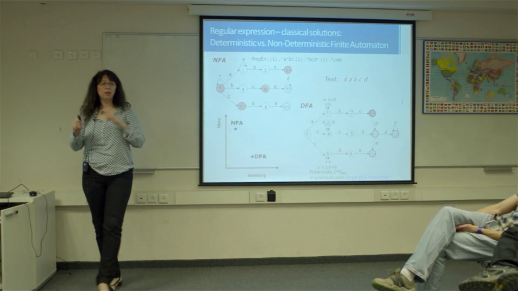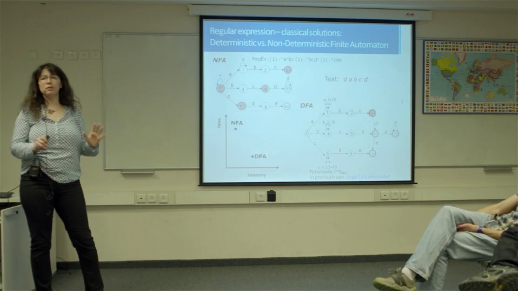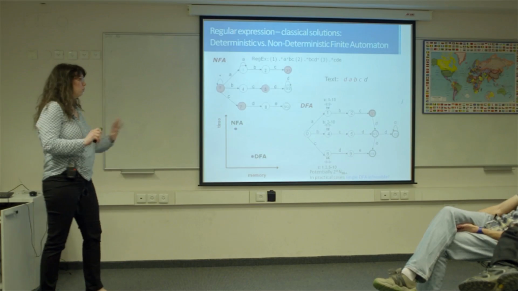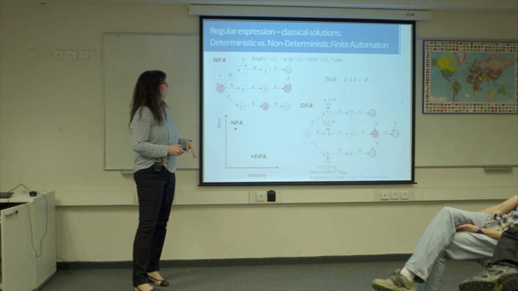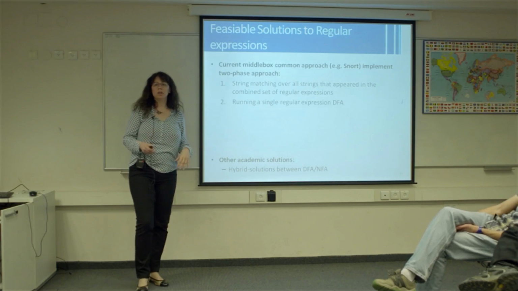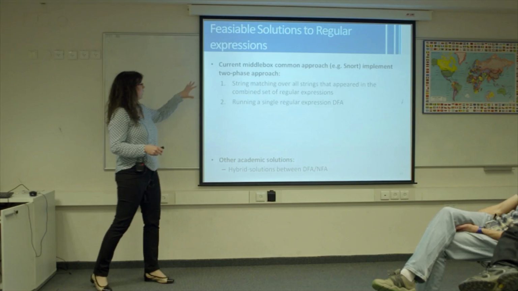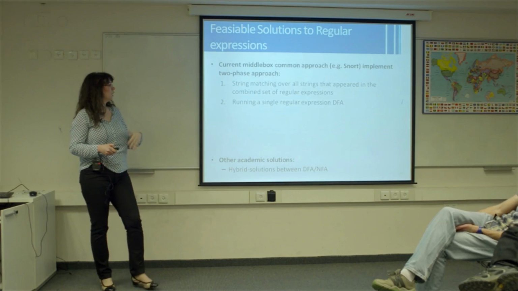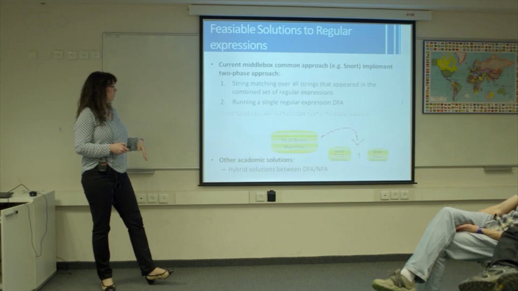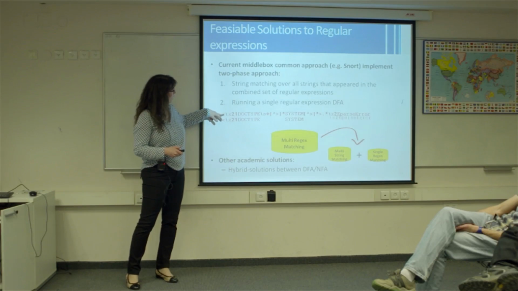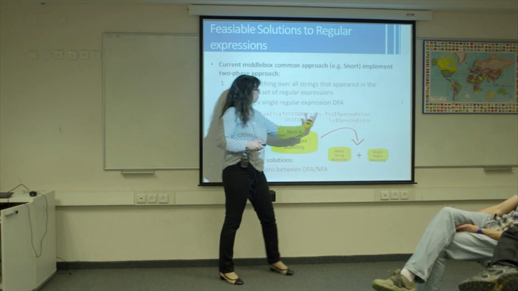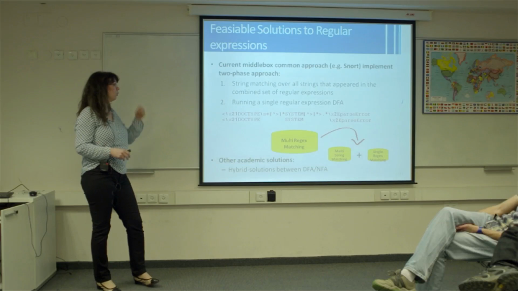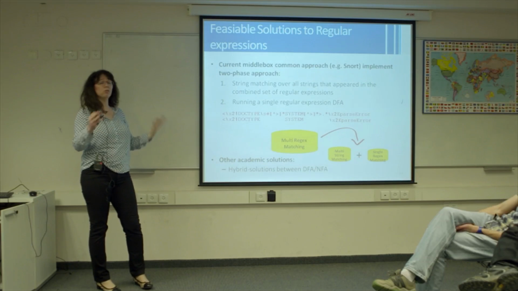Today, for middle boxes, it's impractical to build DFA. Okay? So they cannot build DFA, it's too huge. There is a big memory blow up. So what solution is done today? The current solution in most of the middle boxes, for example in Snort, is to take a two-phase approach. In the first phase, they take from the regular expression all the strings that appear in the regular expression. Then they do string matching over all the strings that appear in the combined set of the regular expressions.